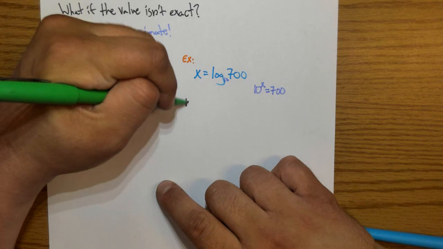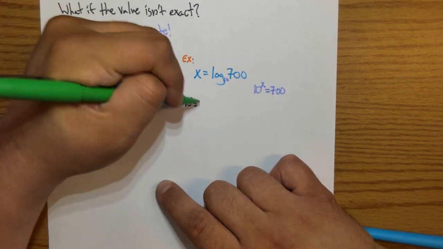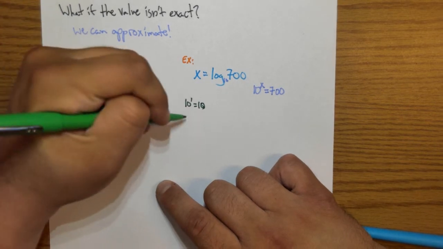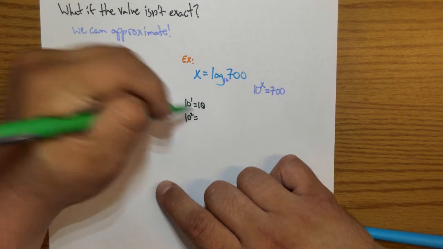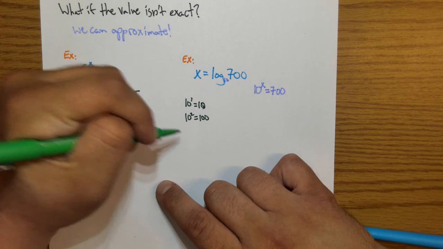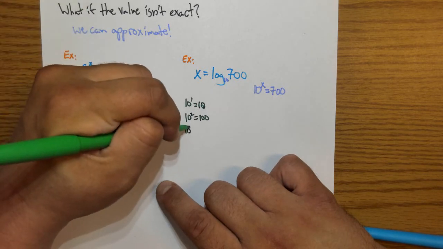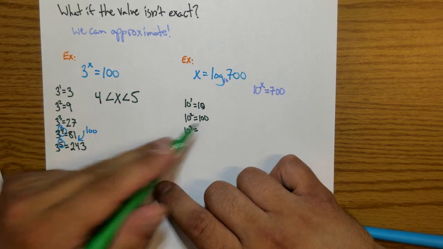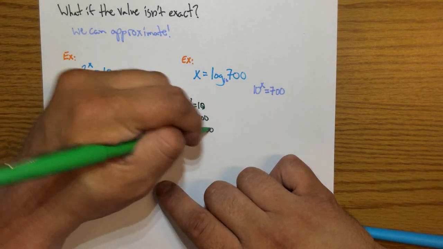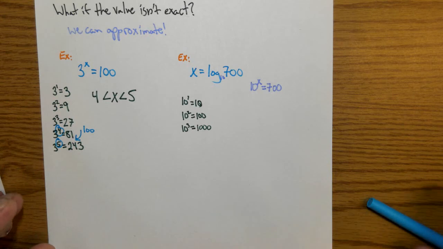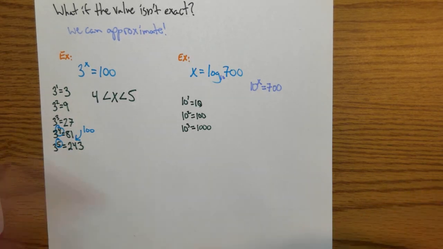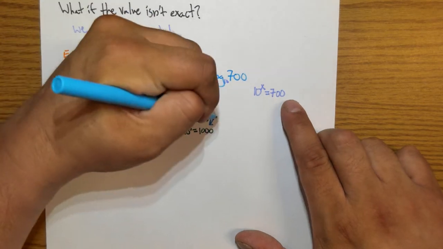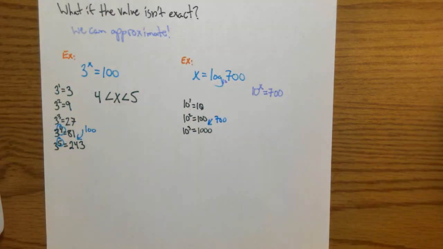But let's do exactly what we did over here and kind of see what we get. So 10 to the first power is just 10. Oh, that should be a 10. There we go. And then 10 squared, 10 times 10, is 100. And then 10 cubed is just 10 times 10 times 10. The nice thing about 10 being your base, you just add a 0 onto it. So 10 cubed is 1,000. And there we have it. So notice now that 700, the number we're trying to get to, is in between 100 and 1,000.